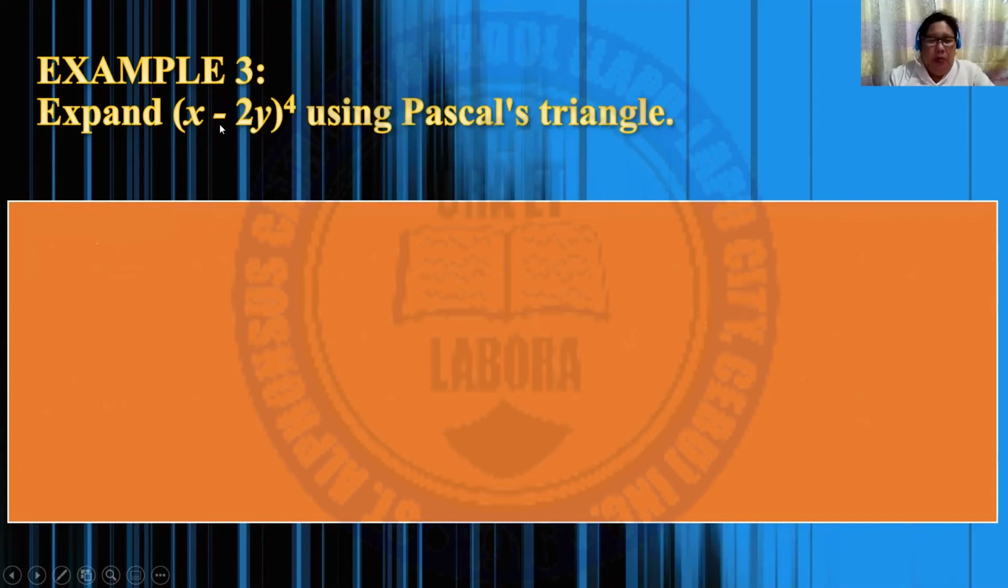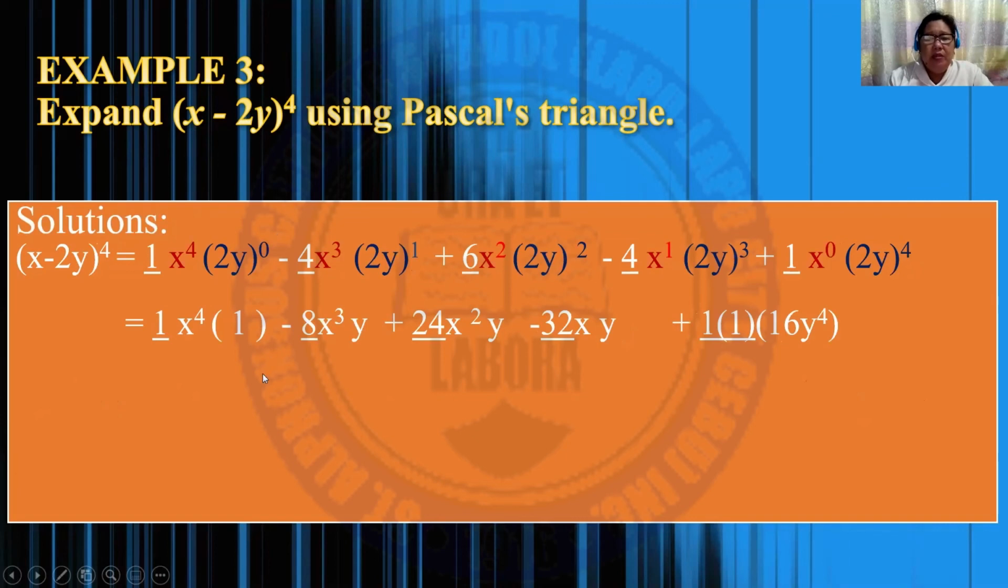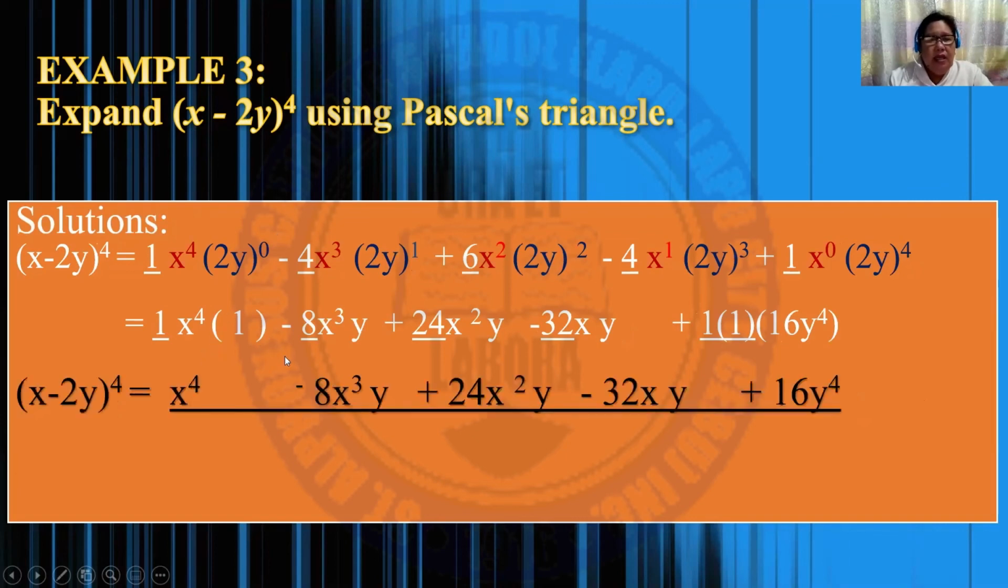And when you are given the quantity x minus 2y raised to 4, so all you have to do is you will have the same answer, but the signs are alternating. So positive, negative, positive, negative, positive.